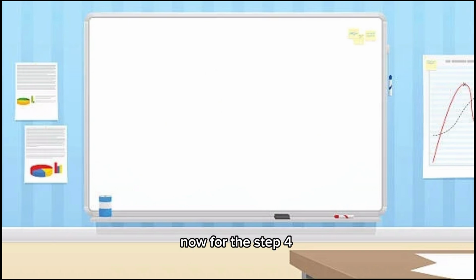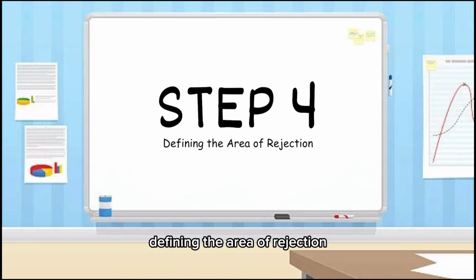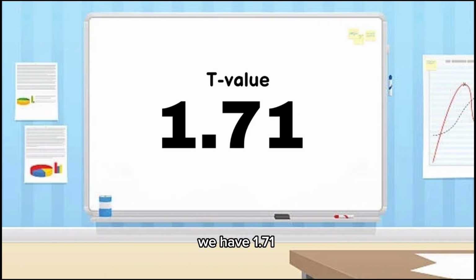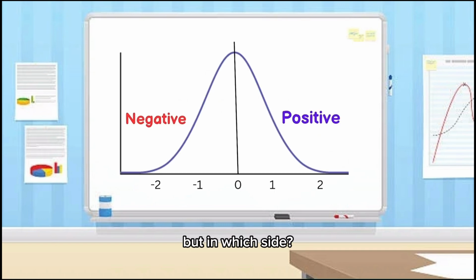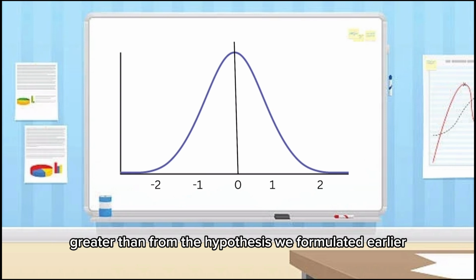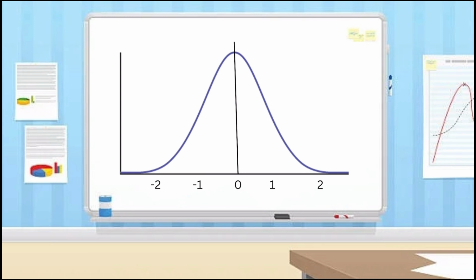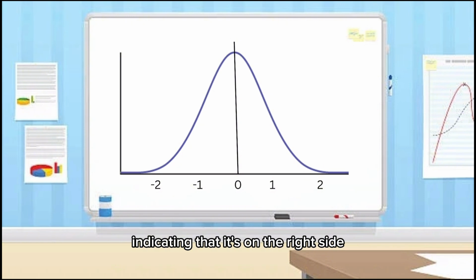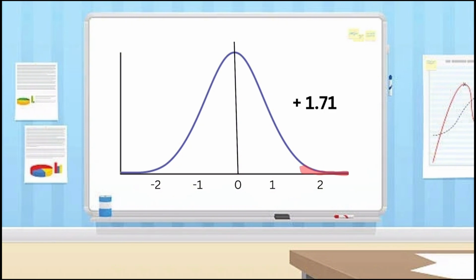Now, for step 4, defining the area of rejection. Knowing from the previous step that we have 1.71 as our critical value, but on which side? Since our HA has a greater-than symbolic form in the hypothesis we formulated earlier, our critical value will be positive, indicating that it's on the right side.